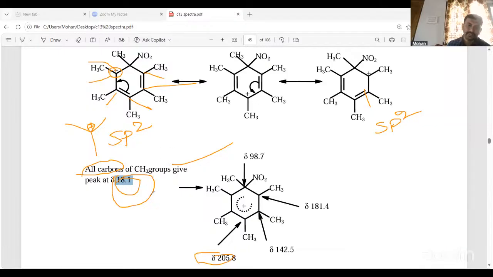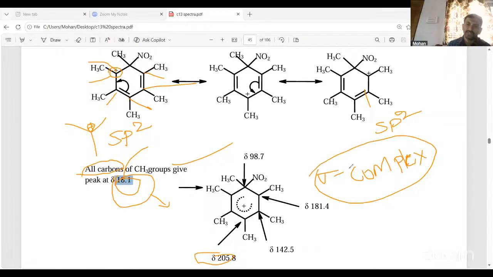Based on this observation, it is predicted that in this reaction some sigma complex is going to form. By the C13 spectra, by getting this value, it is proposed that the sigma complex is formed during this mechanism. So this reaction proceeds by formation of the sigma complex.